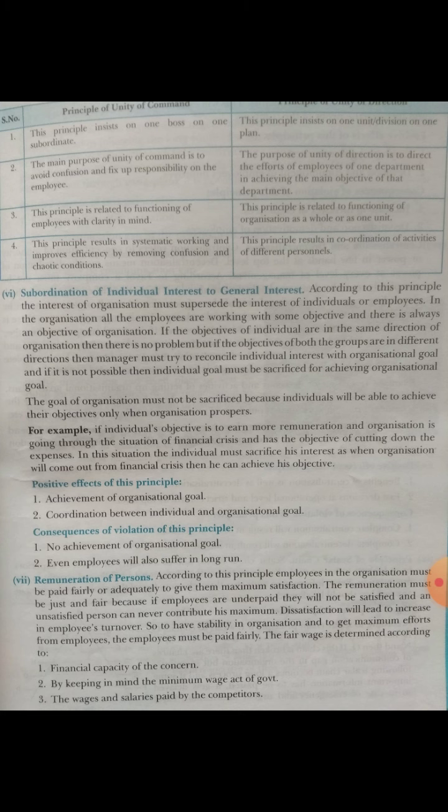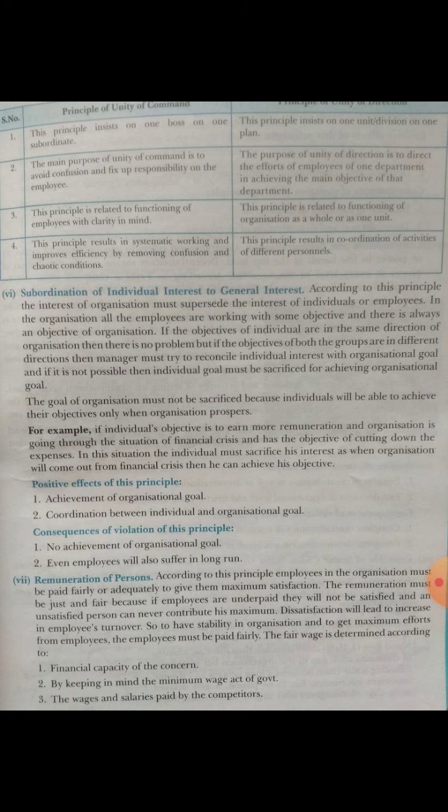employees. In the organization, all the employees are working with some objective, and there is always an objective of the organization. If the objectives of individuals are in the same direction as the organization, then there is no problem. But if the objectives of both groups are in different directions, then the manager must try to reconcile individual interest with organizational goals. And if it is not possible, then the individual goal must be sacrificed for achieving the organizational goal.